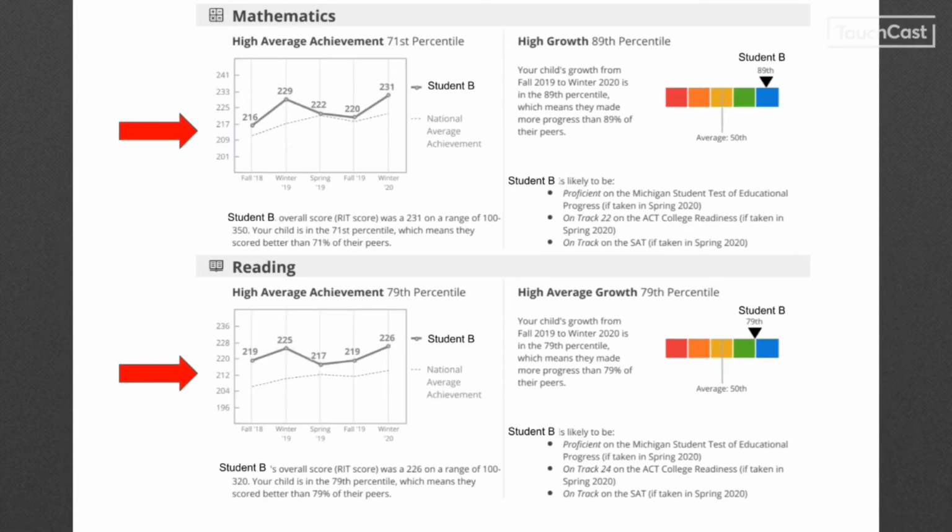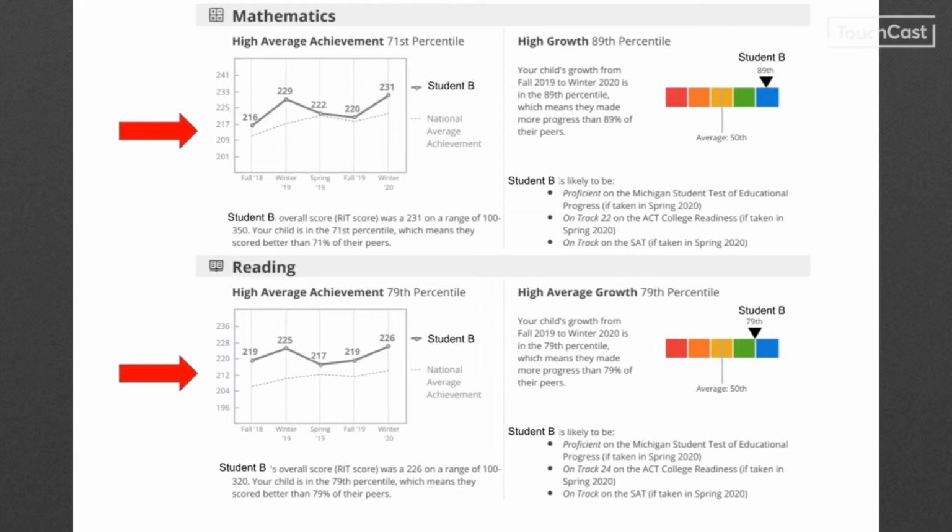In my second example, student B is another 6th grader here at Gull Lake Middle School who took the MAP Growth Reading and Math Assessments this winter. Student B's scores were above the dotted line in both math and reading. Both scores dropped in the spring of 19, and the math score took the expected dip over the summer, but both scores strongly rebounded in the winter of 2020.